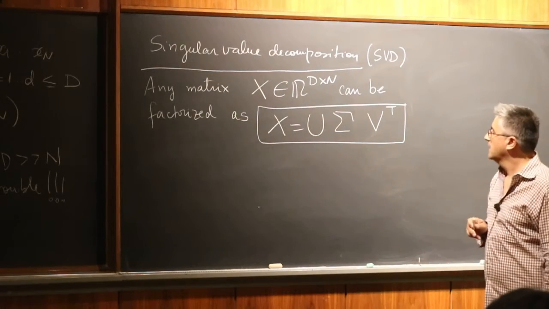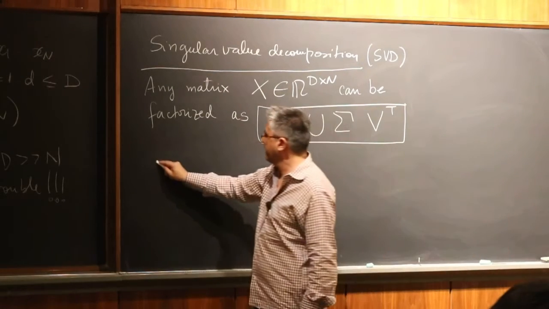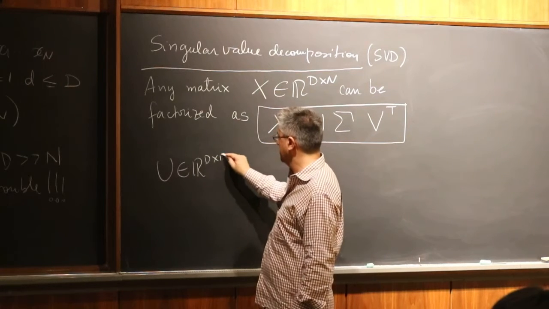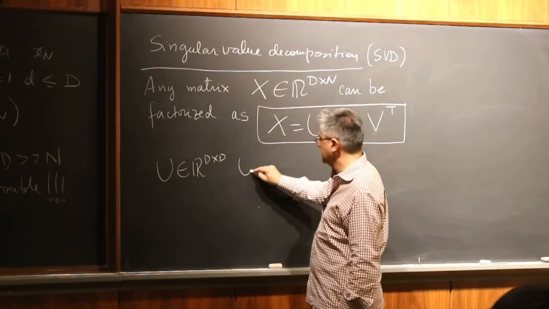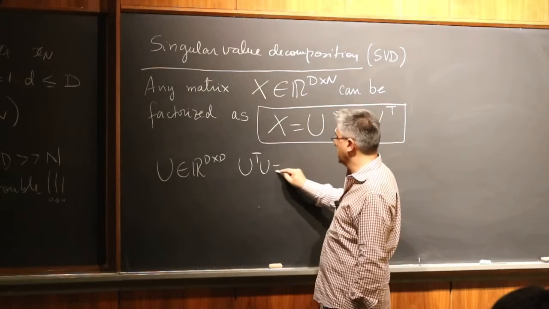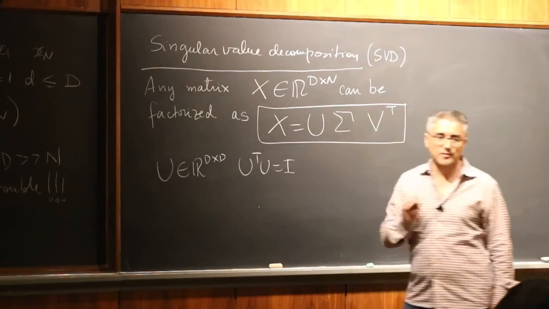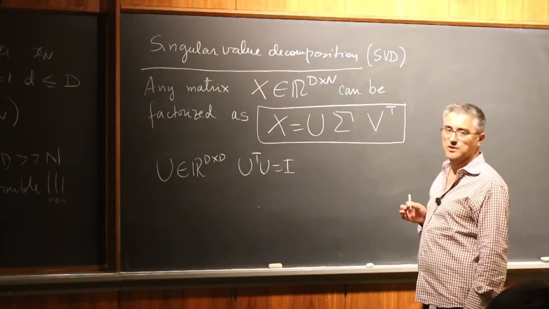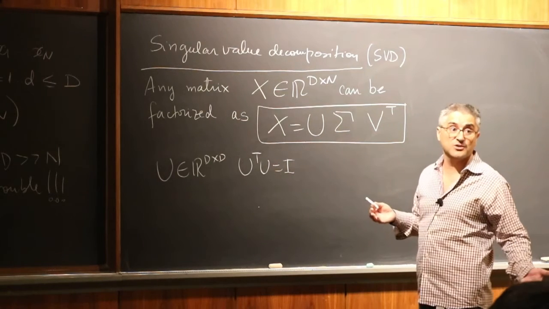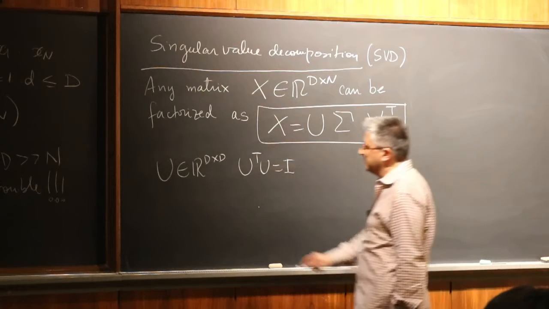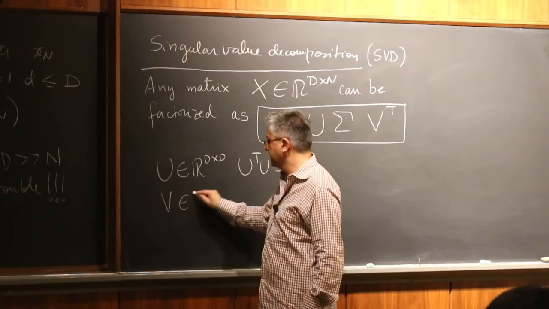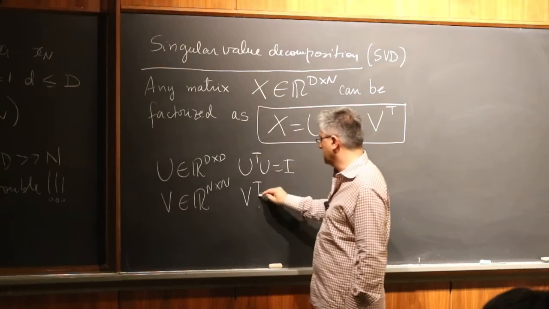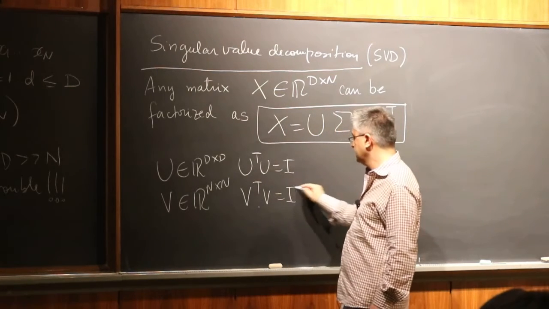Okay? Where U is D by D and is orthogonal. So all of the columns are perpendicular to each other, and all of the columns have unit norm. So it's a rotation matrix, effectively. V is the same thing, N by N, and it's also orthogonal. Okay?